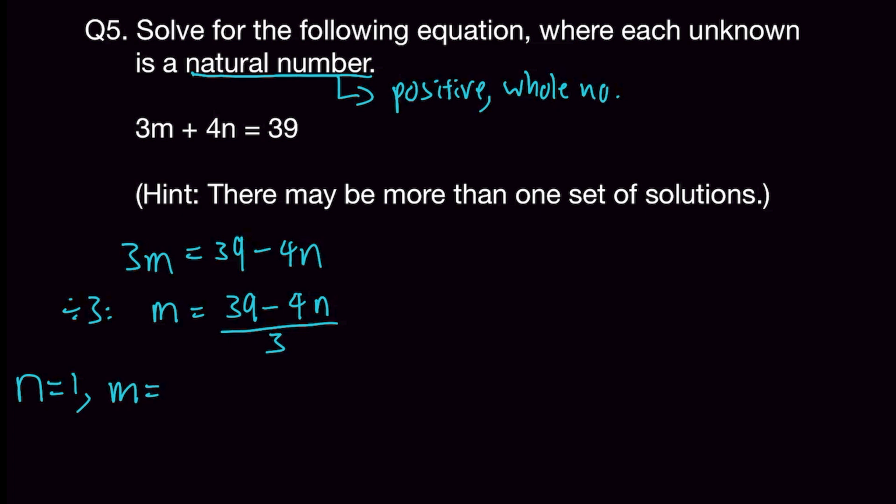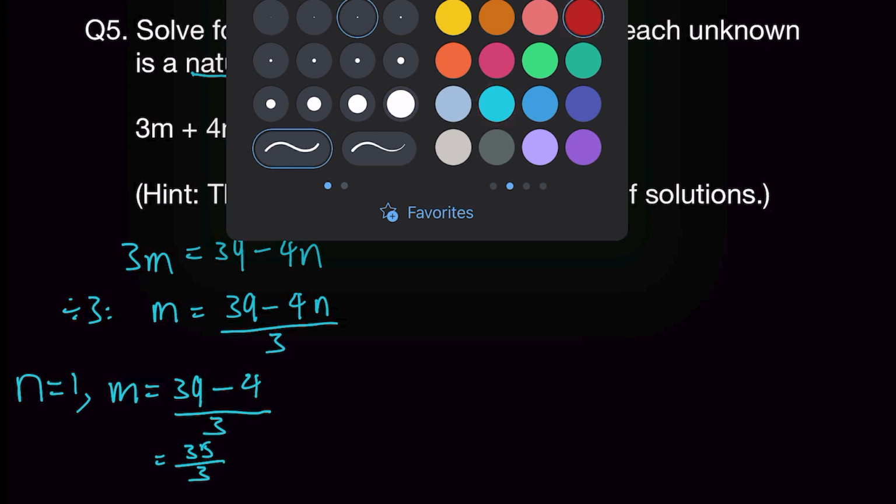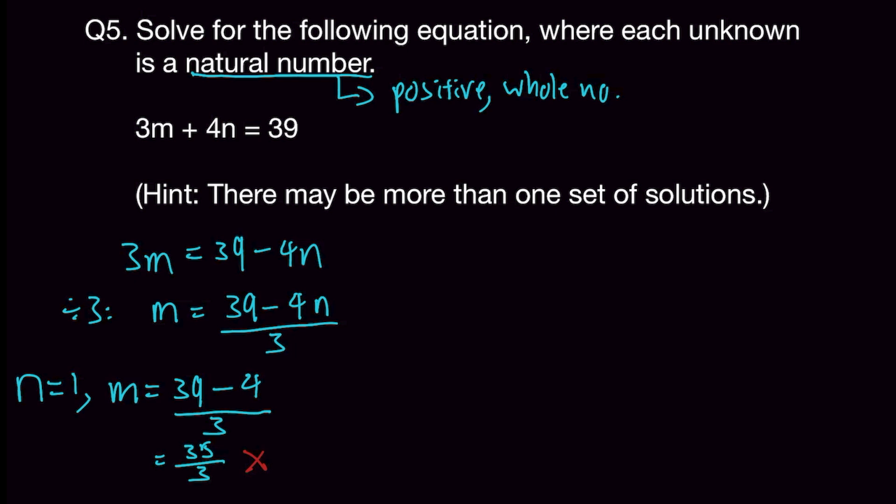You have m equals 39 minus 4 times 1, which is just 4, and you divide this by 3. So what is 39 minus 4? 39 minus 4 is actually 35 divided by 3. So we can ask ourselves whether 35 divided by 3 will give us a whole number in the first place. You realize that it can't, because you can make use of 36 divided by 3 to give you a whole number, but not 35. So over here this is rejected. You can see where this is going: you have to quickly cycle through some numbers.